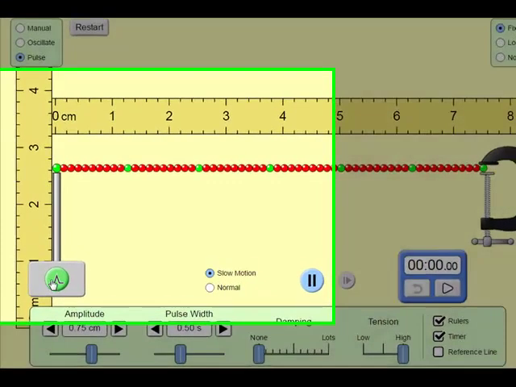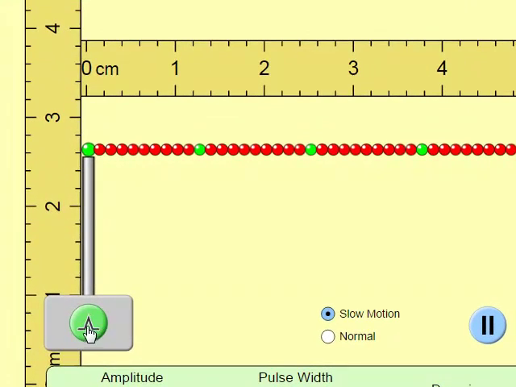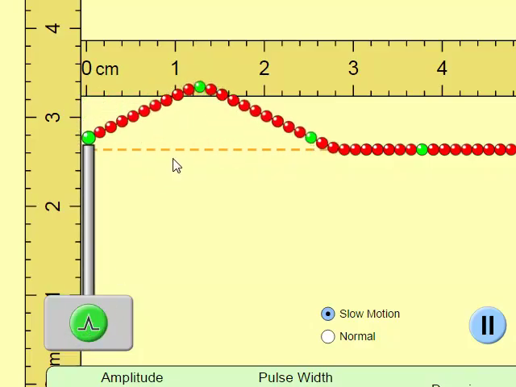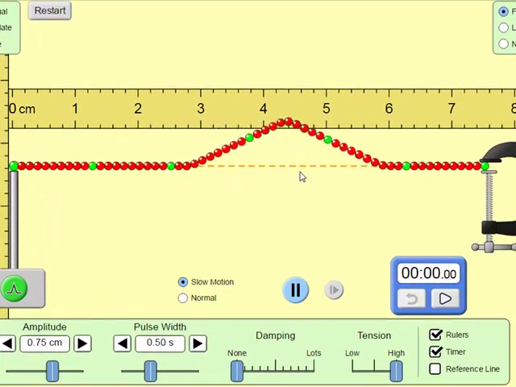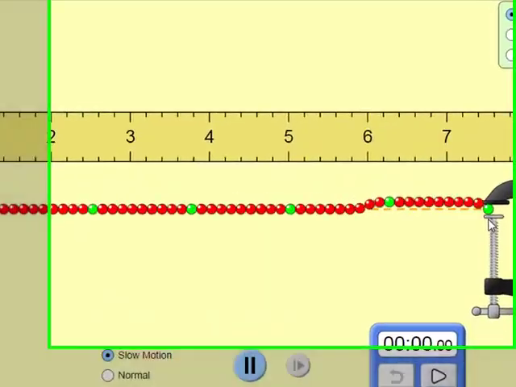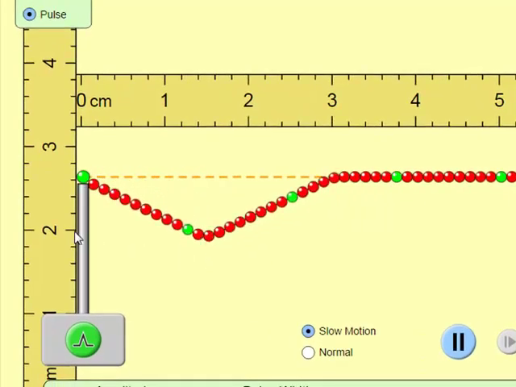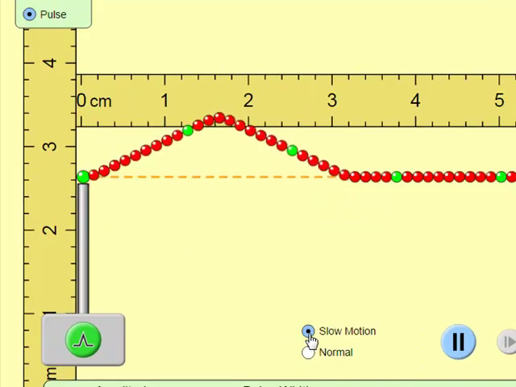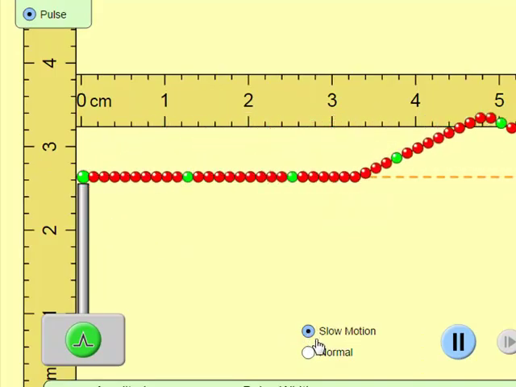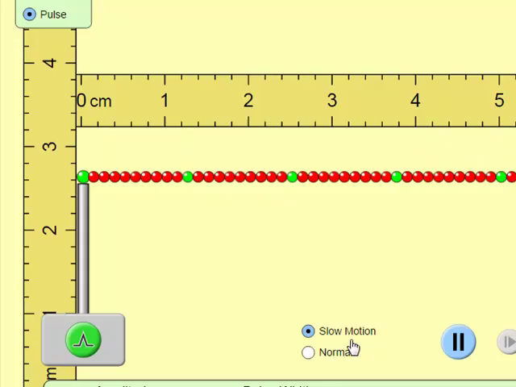And what I'll do is I'll give a pulse. We'll see what this looks like. Just blip there. You can see I have a pulse running from one end to the other. It gets to this fixed end, and I have the reflection on the other side of the line. I'm heading back to the beginning. I've set this to slow motion just to make it a little bit easier to calculate.